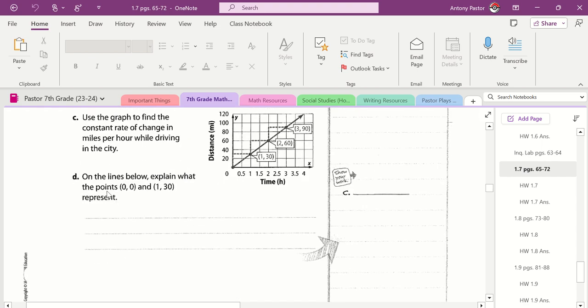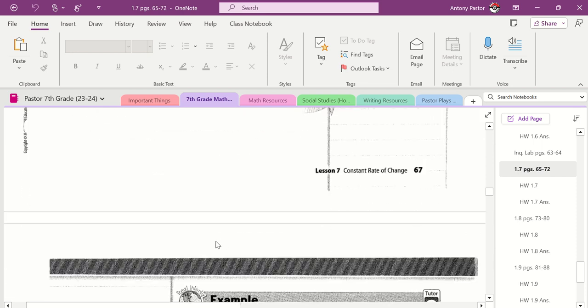On the lines below, explain what the points (0, 0) and (1, 30) represent. So (0, 0) again represents no distance traveled and no time passing. We didn't leave, we didn't move, so we traveled 0 miles because we also didn't go an hour. (1, 30) means we were traveling for an hour and we traveled 30 miles. That's what the point (1, 30) represents.